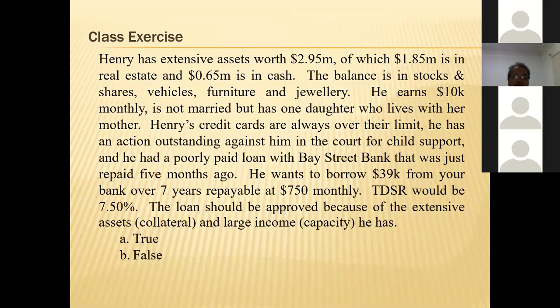And he had a poorly paid loan with Bay Street Bank that was repaid just 5 months ago. He wants to borrow $39,000 from your bank, repayable over 7 years at $750 a month. The total debt service ratio would be 7.5%. The loan should be approved.